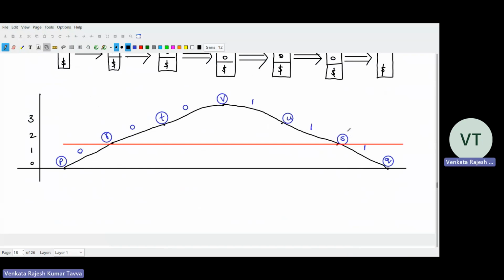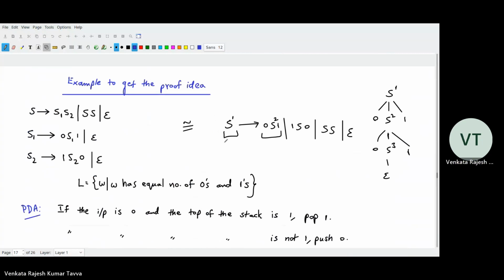Okay, so I can name this portion from P to Q as, say, a variable called APQ. So this APQ will be mapping to, say, S1 in the previous grammar, the largest variable. This will be APQ. From P to Q, the entire thing will be generated by this S.